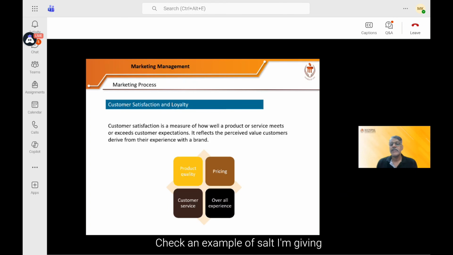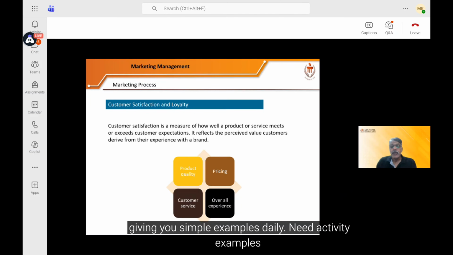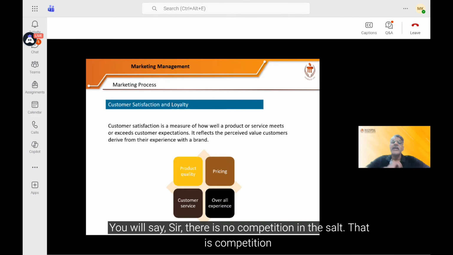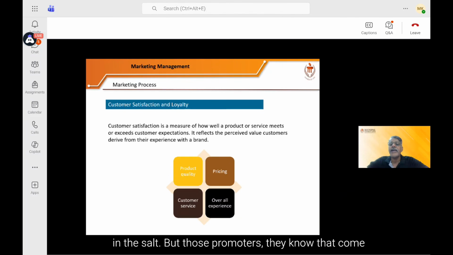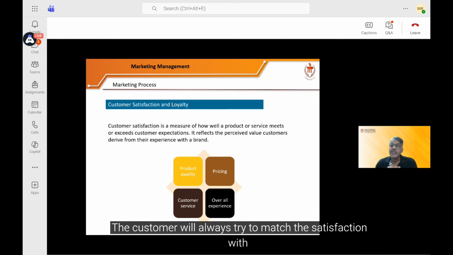Take an example of salt. I'm giving you simple examples, daily need activity examples. You always prefer one salt in the market, that is Tata Salt. You will say, sir, there is no competition in salt. There is competition in salt, but those promoters know that come what may, people are loyal in buying Tata Namak in the market. Namak hota Tata Namak, high level of promotion. So a high level of loyalty we see. The customer will always try to match the satisfaction with loyalty.